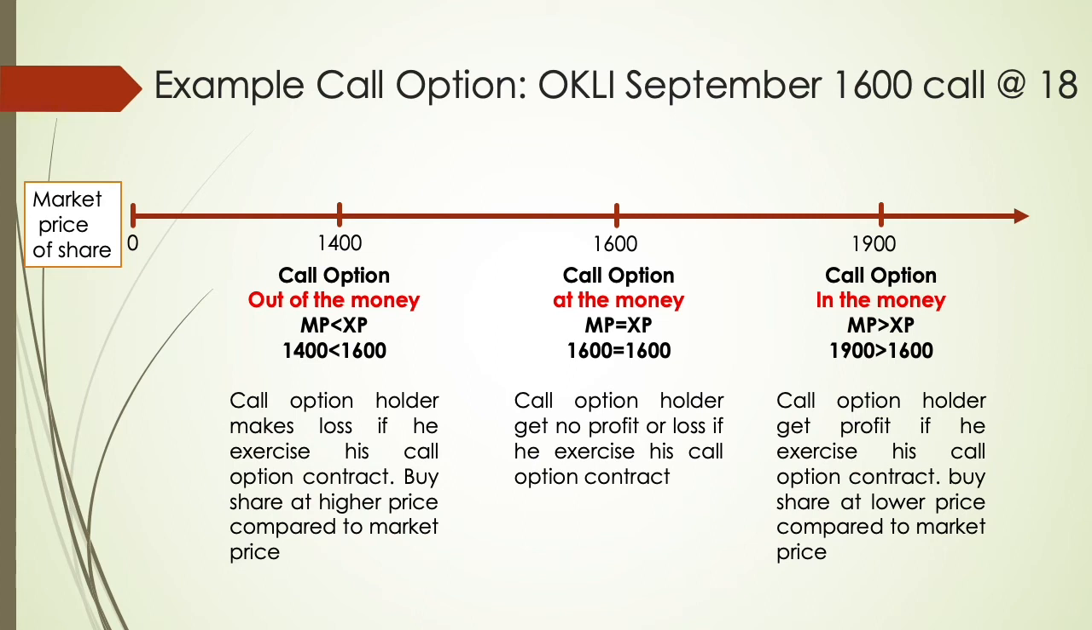Okay, so out of the money for a call option is market price less than exercise price. That means you make a loss when you exercise the contract. Call option at the money is a condition where market price is equal to exercise price. That means the call option holder gets no profit or loss. And the call option is in the money when market price is higher than exercise price, where the call option holder makes profit if he exercises his call option contract.